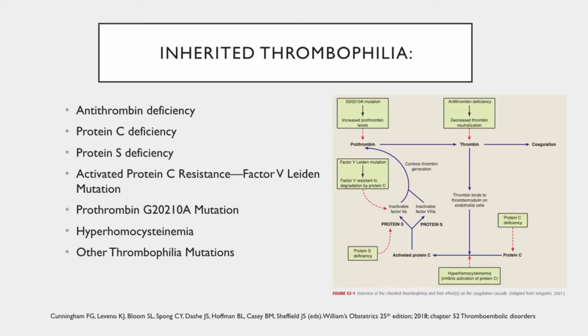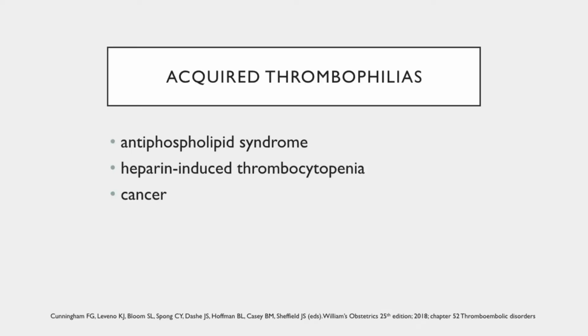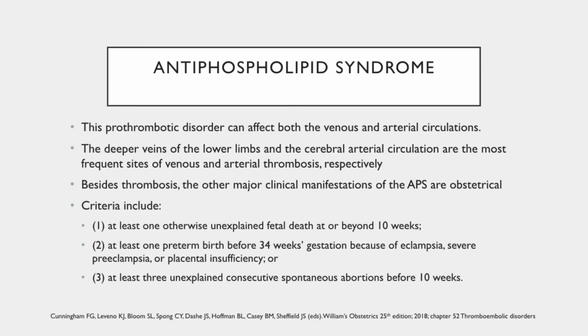And here's a list of the inherited thrombophilias. We have antithrombin deficiency, protein C and S deficiency, activated protein C resistance, factor V Leiden mutation, prothrombin mutation, hyperhomocysteinemia, and other thrombophilia mutations. On the other hand, we have acquired thrombophilias in the form of antiphospholipid antibody syndrome, heparin-induced thrombocytopenia, and cancer. So we'll talk about antiphospholipid antibody syndrome in this lecture. This prothrombotic disorder can affect both the venous and arterial circulations. The deeper veins of the lower limbs and the cerebral arterial circulation are the most frequent sites of venous and arterial thrombosis respectively. Besides thrombosis, the other major clinical manifestations of APAS are obstetrical.